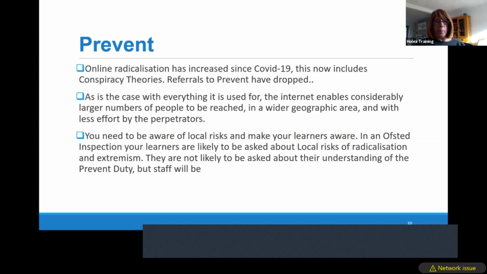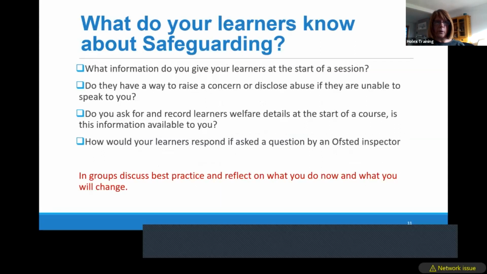It's reaching larger numbers of people in a larger, wider geographical area. There's less effort needed by the perpetrators. So targets are individuals who can be easily led towards terrorist ideologies because of their experiences and their state of mind or their upbringing. So don't forget your Prevent training that you will have had, and be aware of this. If there's anything that you see that is concerning, then go to your designated officers.